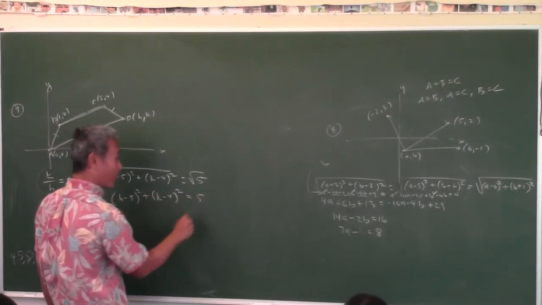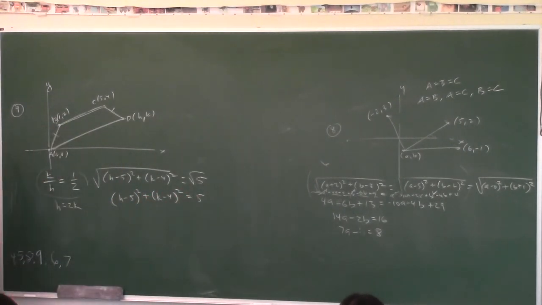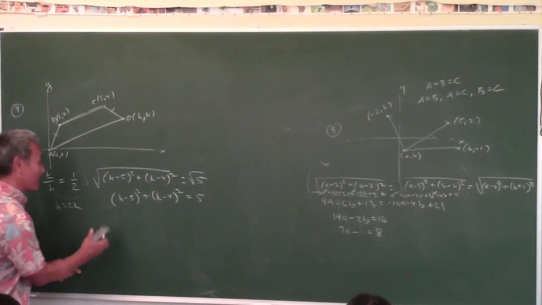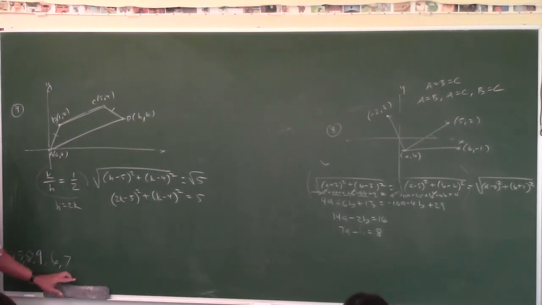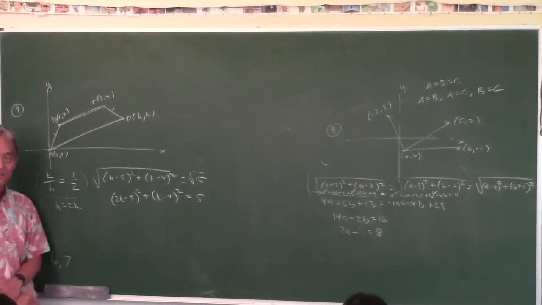I'm not going to do the whole thing for you. I'm just setting it up for you. Now what do you think I'm going to do? If h equals 2k, what do you think is going to replace? I'm going to substitute h equals 2k, and then look, you just have an equation with one variable now.